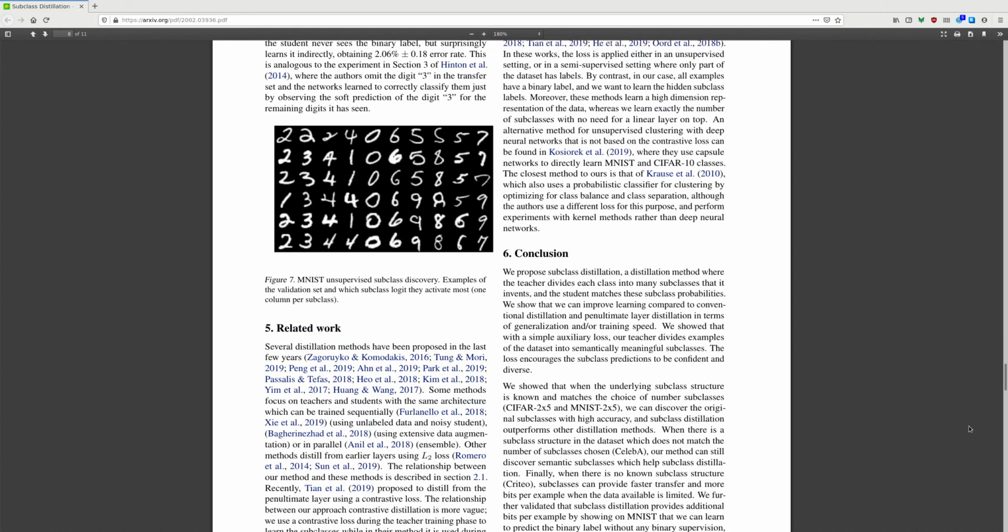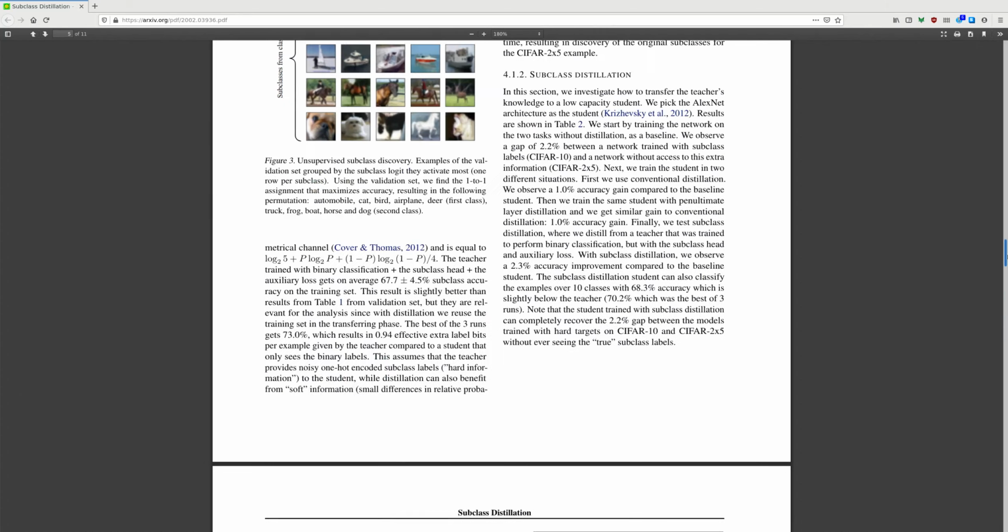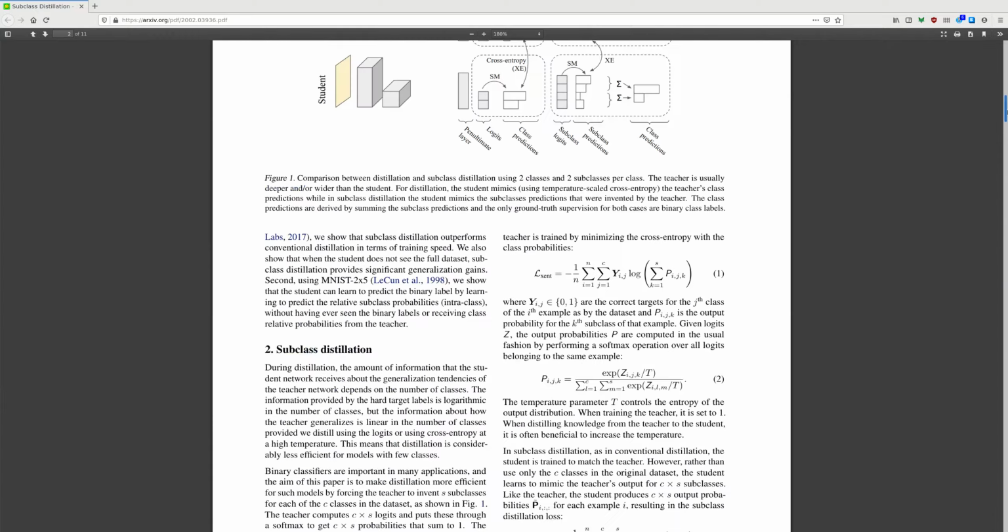Alright, so this was the spice of the paper. The spice that must flow. I hope you liked it.